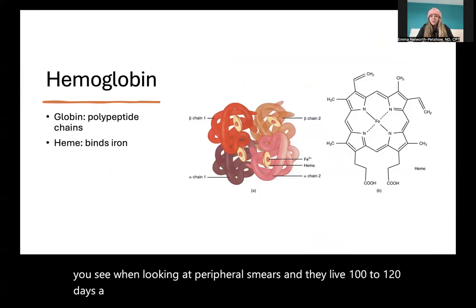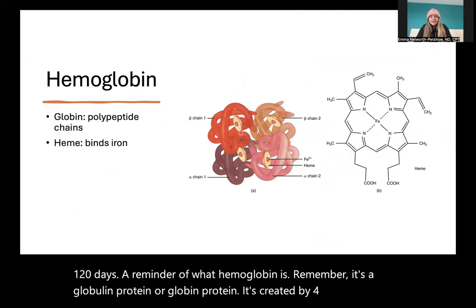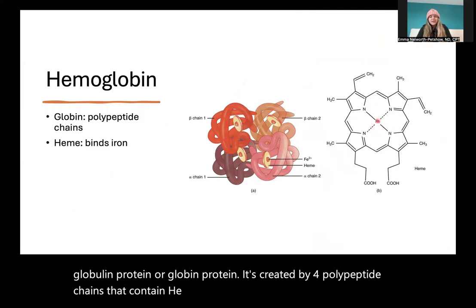A reminder of what hemoglobin is. Remember, it's a globulin protein, or globin protein. It's created by 4 polypeptide chains that contain heme molecules that bind iron in the center.